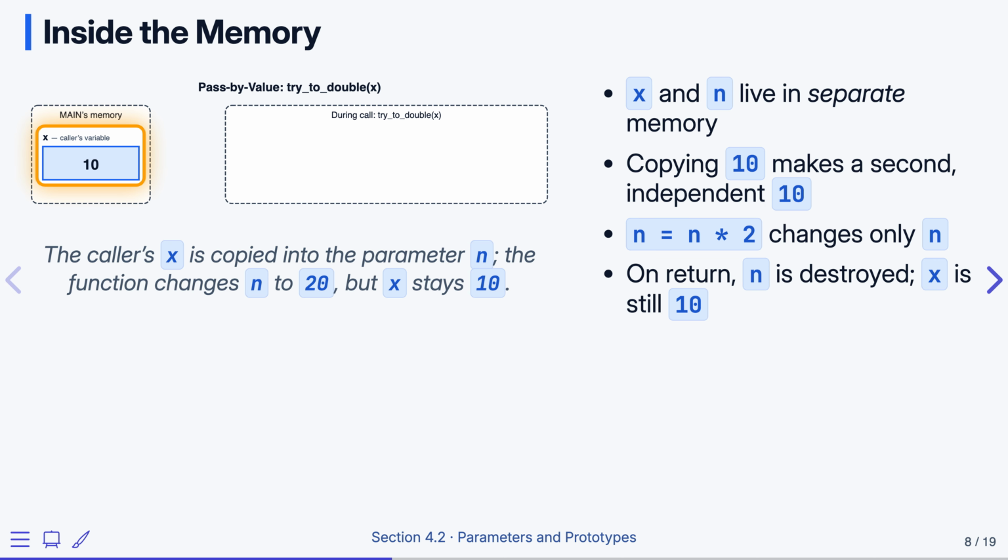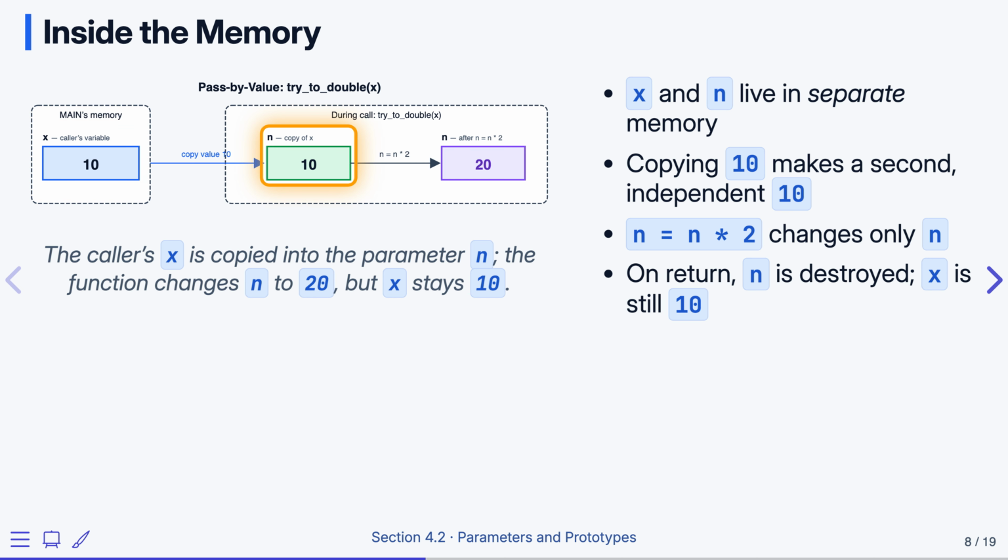Let us watch pass by value in memory. This is the caller's variable. x lives in main's memory, and it holds the value 10. Now we call the function. C makes a copy. The value 10 is copied from the argument x into the parameter, and the parameter n is a brand new, separate box that holds its own 10.